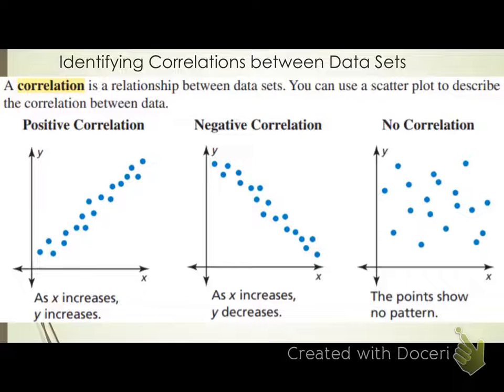Sometimes on a scatter plot, though, points will be all over the place. We'll have some points up here and down here and down here and up here. That would show no correlation because the points show no pattern. They're not all clustered around one single line, are they? They're just all over the place. So we would say that one would be no correlation. So there's positive, negative, and no correlation. Any questions about correlation?